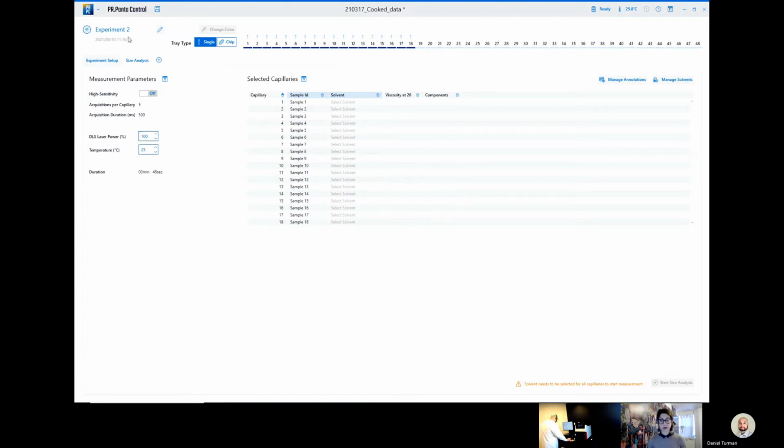All right, first of all, we have acquisition parameters here. I'm going to toggle this on and off, and you'll see the acquisitions per capillary change and the duration change. So you have two choices. This instrument's not going to stall and get into a loop of acquisitions. You can only do 5 acquisitions per capillary over 500 milliseconds, or you can do 10 acquisitions over 5 seconds. Those are your choices. We're going to do high sensitivity. We're going to keep the temperature isothermal at 25 and DLS laser power at 100. And let's go through and annotate our samples.